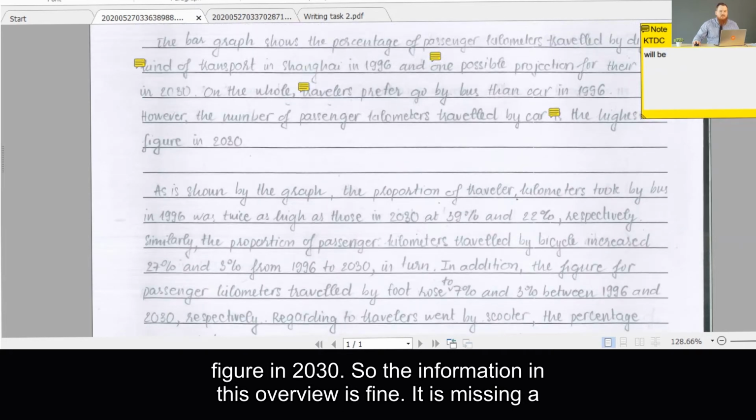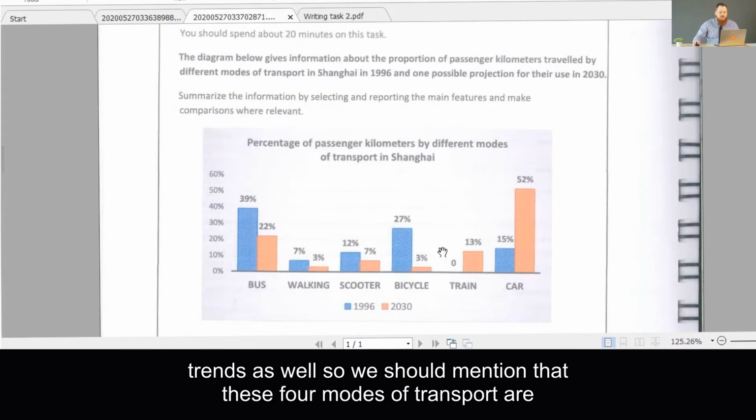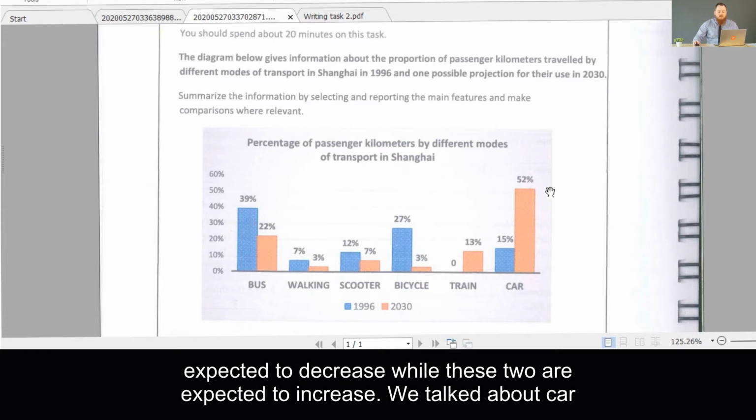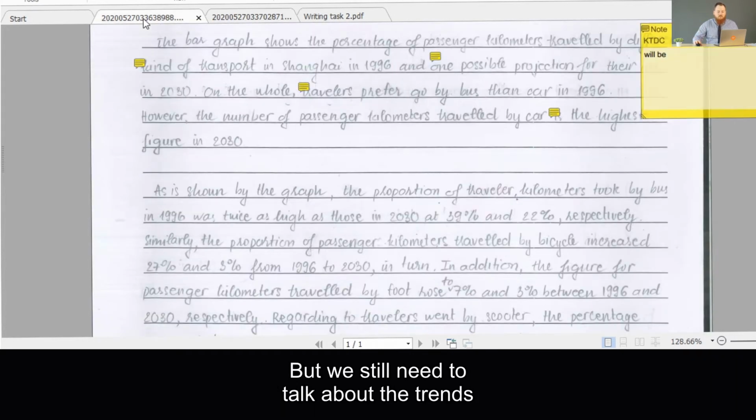It is missing a little bit more detail that should be included here. We should talk about these trends as well. So we should mention that these 4 modes of transport are expected to decrease, while these 2 are expected to increase. We talked about car becoming the highest and bus starting as the highest already, so that's fine, but we still need to talk about the trends.